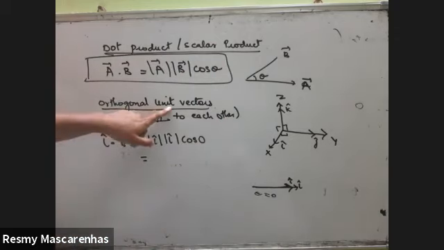Next, I want to take the dot product of a vector with itself, or any random vector. Suppose we have a bar, and we'll check what happens for a bar dot a bar. I want to find that.